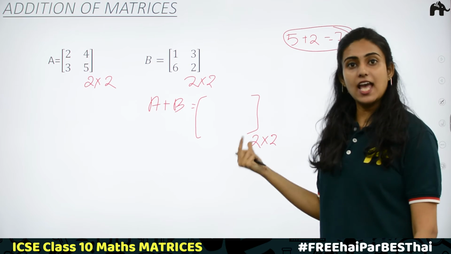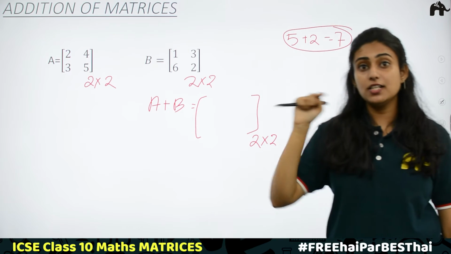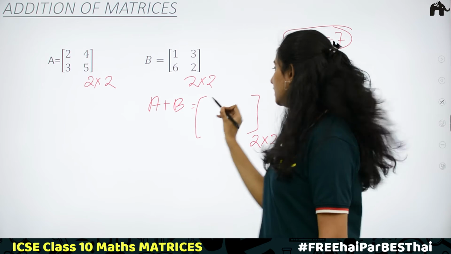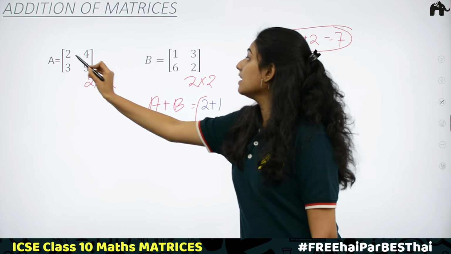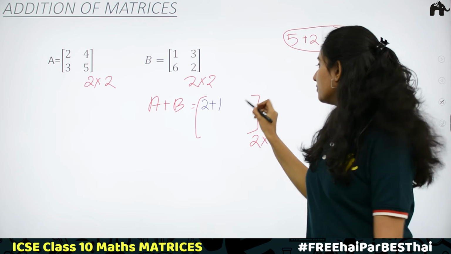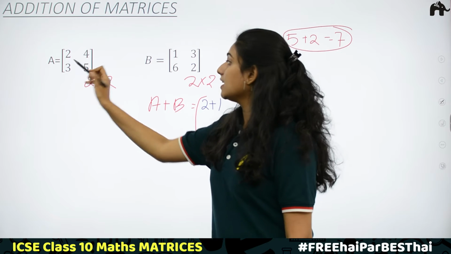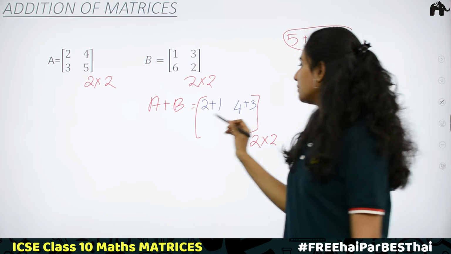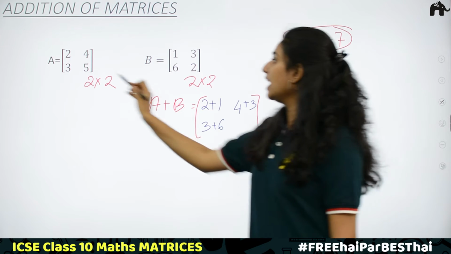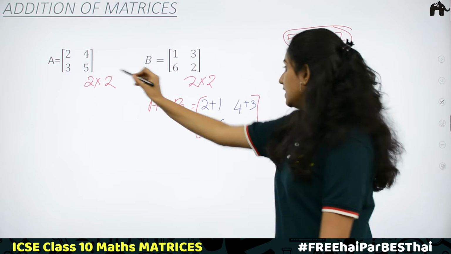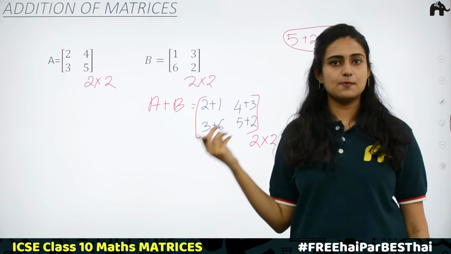Now we will add the different elements of these matrices. First element from matrix A, that is the element belonging to the first row and first column. Here it is 2 and here it is 1. We will add these two. Now the element belonging to the first row and second column. We have 4. Here it is 3. 4 plus 3. Now the third element, that is the element belonging to the second row and the first column. 3. Here it is 6. 3 plus 6. And the element belonging to the second row and second column. Here it is 5 and here it is 2. 5 plus 2.